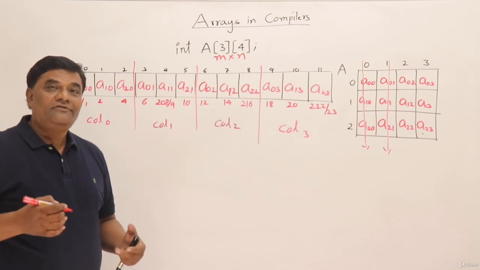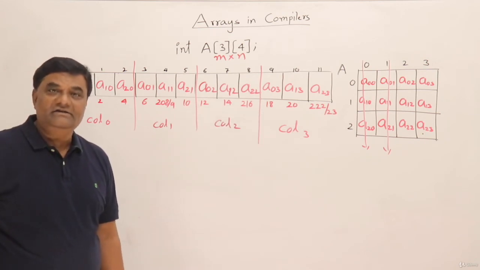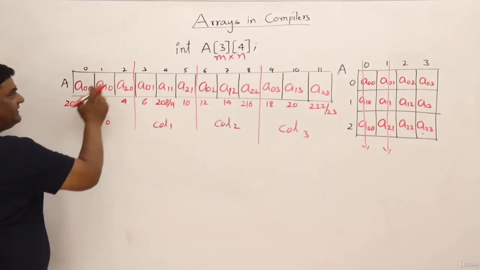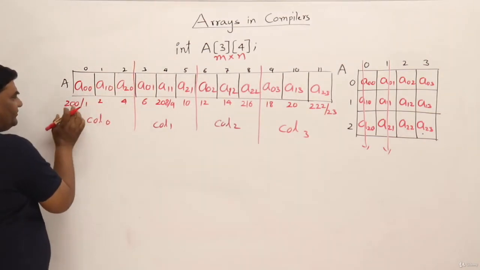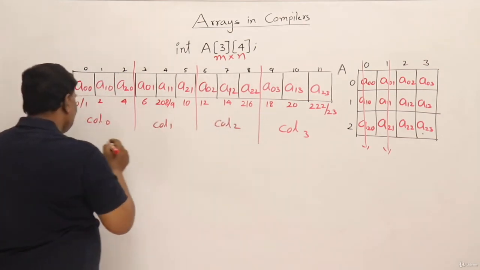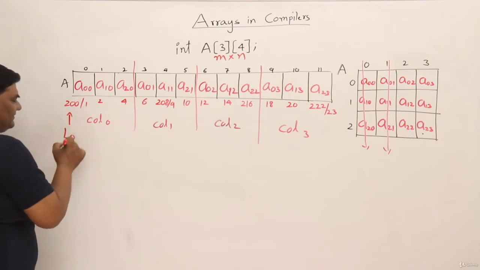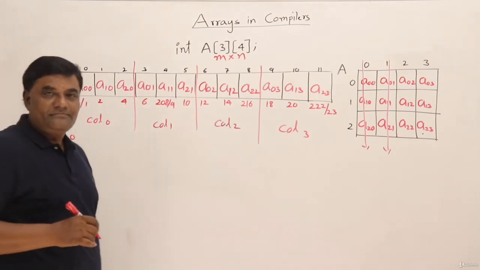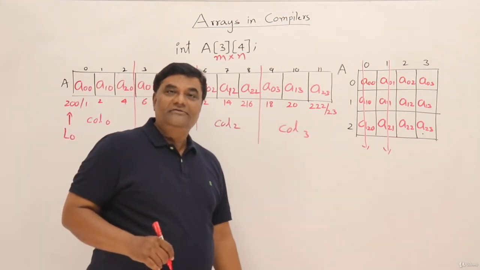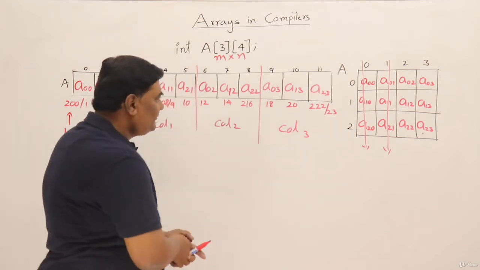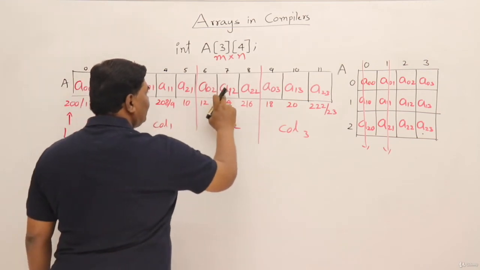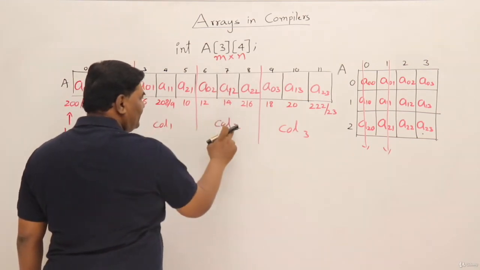Now we need a formula for obtaining the address of any element. I have taken the addresses starting from 200, and as every integer takes 2 bytes, this is 200 and 201, 202 and 203, 204 and 205, and so on. Let us call this starting address L0, that is the base address, location 0. Now let us take an example element and frame a formula. Suppose I want this element [1][2]. Where is [1][2]? Here. It is in column number 2.